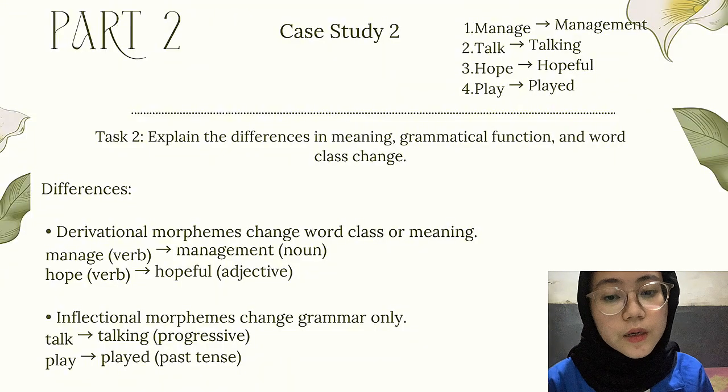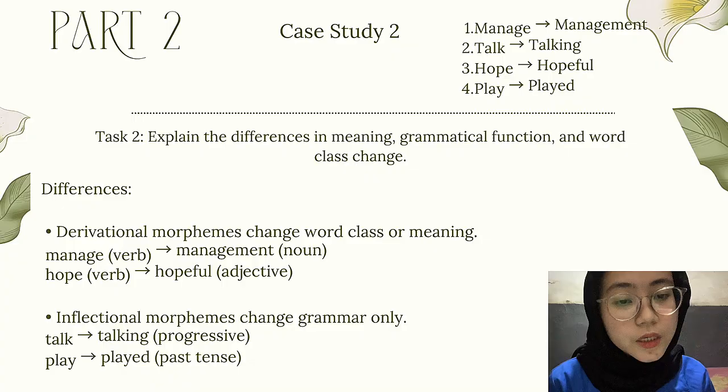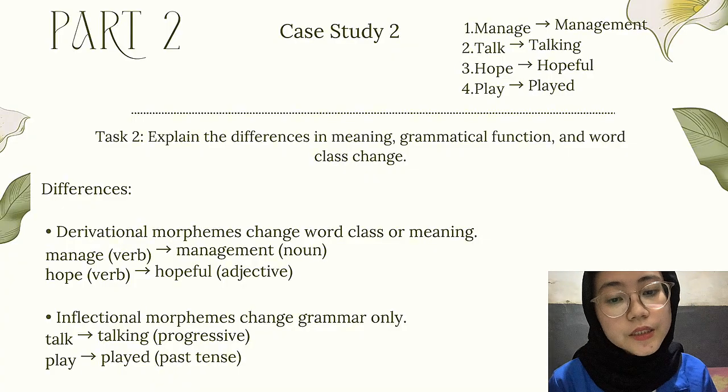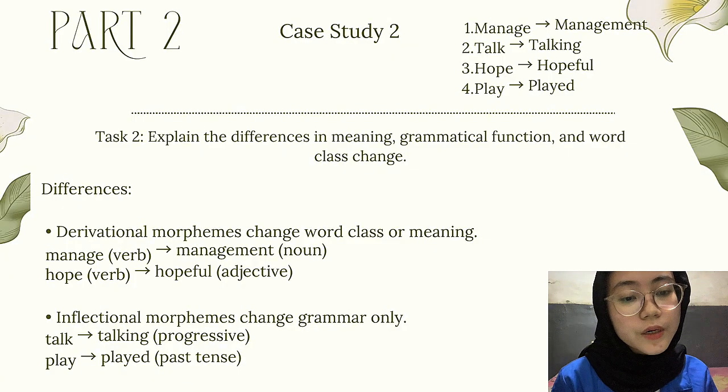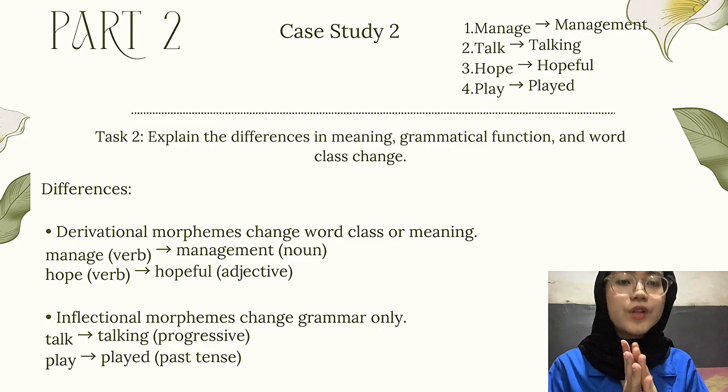Or hope is a noun. When we add ful, it becomes hopeful, an adjective. This change creates a new word. So derivational morphemes are very productive in building vocabulary.